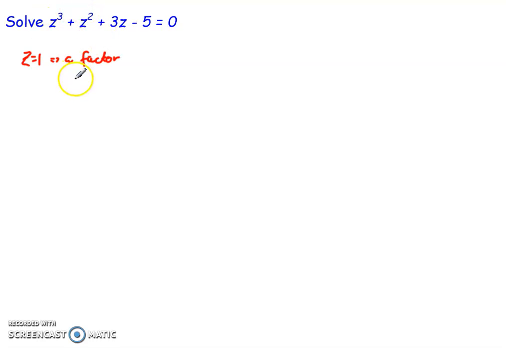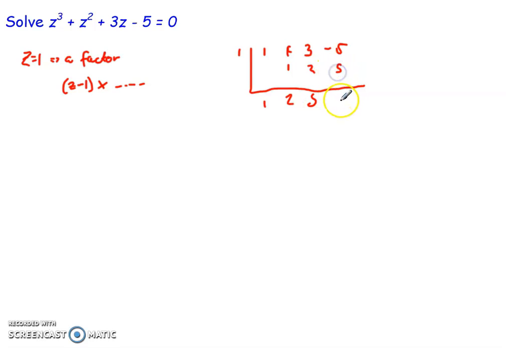So I know then that this is going to be z minus 1 times some quadratic there. I just have to find the quadratic. Well, let's use synthetic division to do that. We've got 1 there, we've got the coefficients 1, 1, 3 and negative 5. So 1 goes down to 1, multiplies up to give me 1. I've got 2 there, 2 there, I've got 5, 5 and I've got 0. So what that then means is my original polynomial turns into z minus 1 bracket z squared plus 2z plus 5.